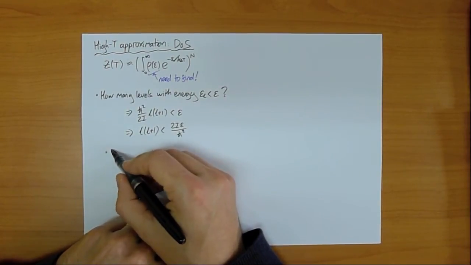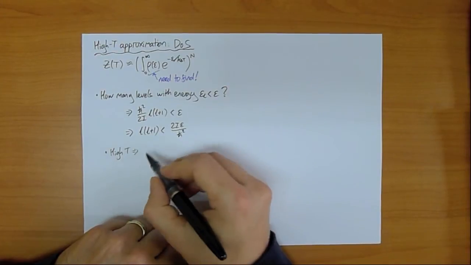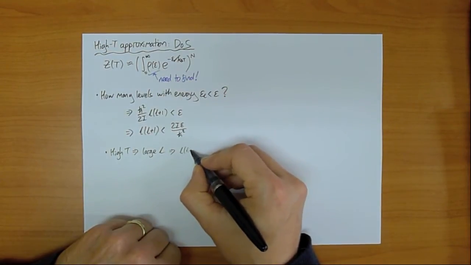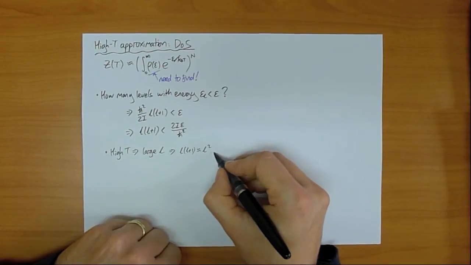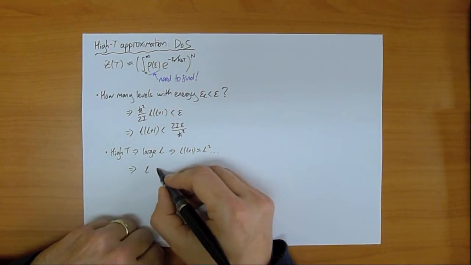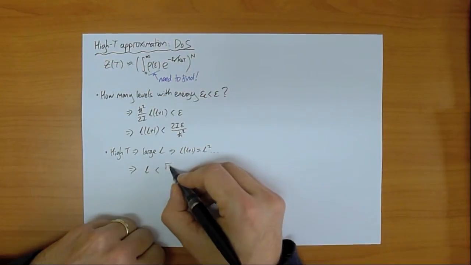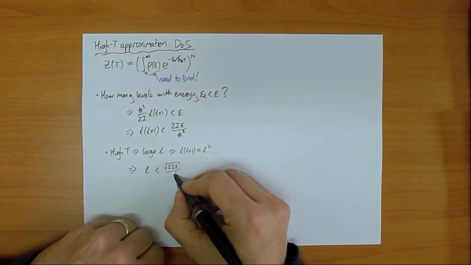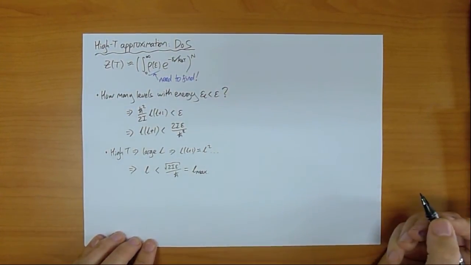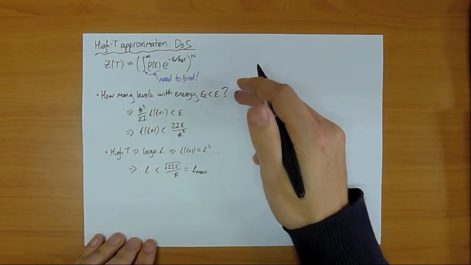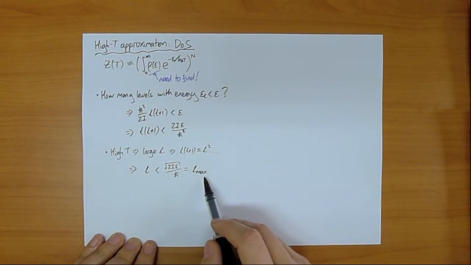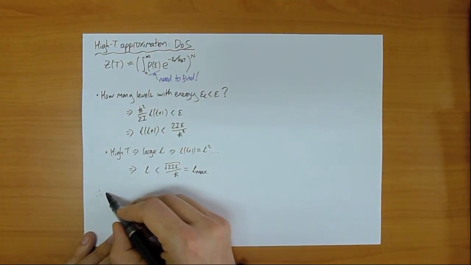So the high T approximation implies that the characteristic L is large, which means that L times L plus 1 is approximately equal to L squared. Therefore, I can rearrange this equation and get that L is approximately, at least, less than the square root of 2I epsilon over h bar. This is the maximum value L can take, so I'll call this L max. So now our question, how many levels have energy epsilon L less than epsilon, is the same as how many levels have L less than L max. Therefore this is the number of levels.